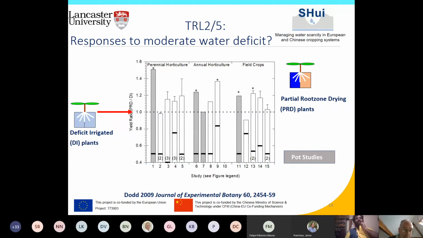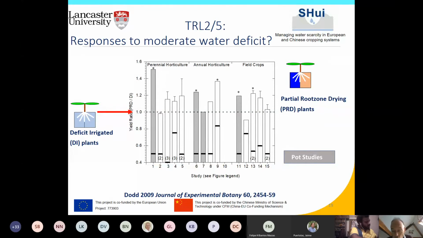Now, certainly you can see examples within this particular slide where the studies have shown no difference between the two techniques, or indeed in one case actually a slight reduction in yield with the partial root zone drying. For many of these studies, the partial root zone drying significantly increased the yield compared to the deficit irrigation, and if there's an asterisk on the bar, that means it was statistically significant.